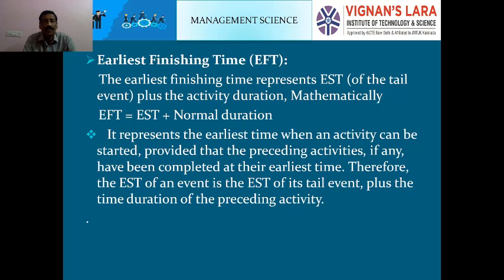Additionally, it represents the earliest time when an activity can be started, provided that the preceding activities, if any, have been completed at their earliest time. Therefore, the EST of an event is the EST of its tail event plus the time duration of the preceding activity. Already I said EST of the tail event is as above, which is EST plus normal time duration, which can be explained like this.